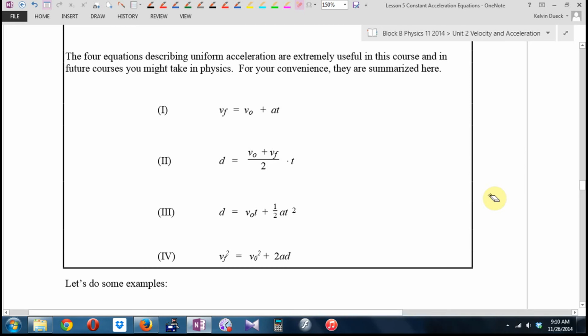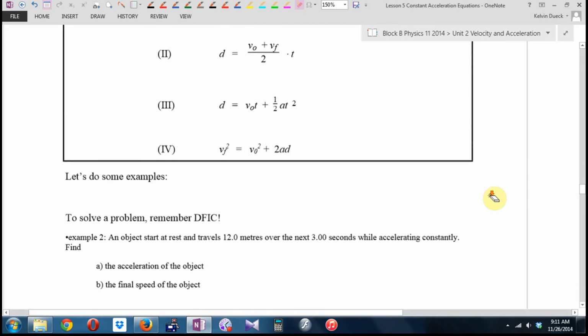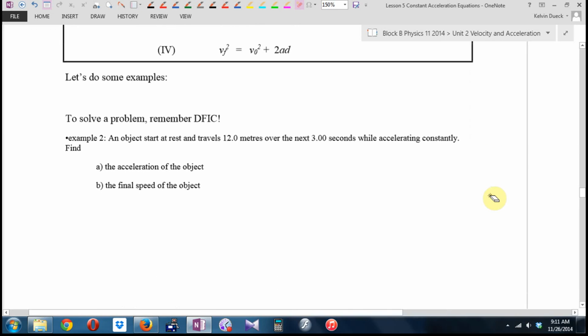You ready? You got them? Got your calculators handy? Got your brains revved up? Here we go. To solve a problem, remember DFIC: list your data, and then find an equation. Example two says this. An object starts at rest. You know what? All of us underline the words at rest. That's important. And travels 12 meters over the next 3 seconds while accelerating constantly. Find A, the acceleration of the object, and B, the final speed of the object.